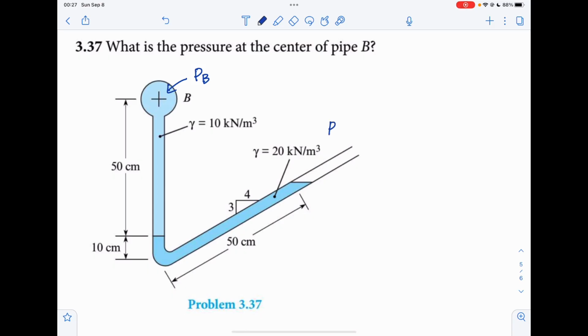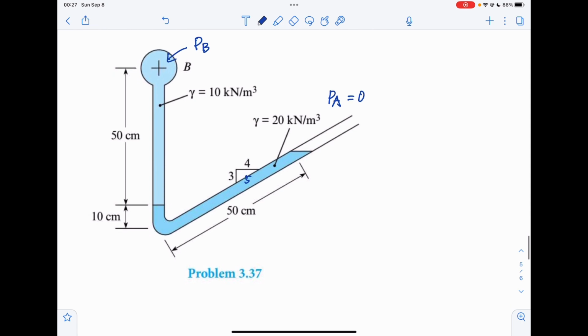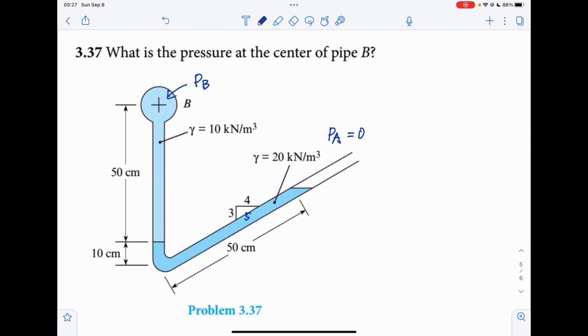So let's assume here we have pressure at point A. This will equal 0 because it opens to the air. And looking at the right side of the pipe, we have a slope which is 3 to 4. So the longest edge of the small triangle here is 5, and the length at the right part of the pipe is 50 centimeters. So the height of the pipe here is 30 centimeters.